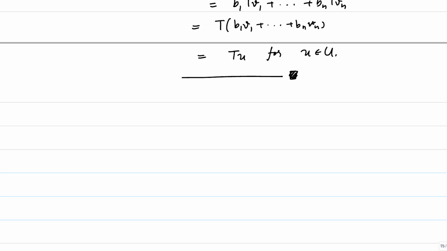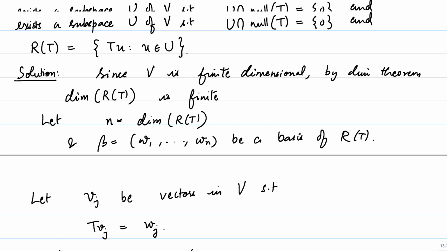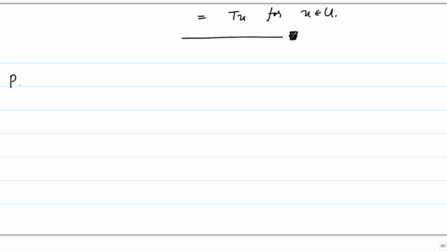You have to just check that T restricted to U is an isomorphism, an invertible linear transformation from U to R of T. It's not a part of this problem, but it's a worthwhile exercise for you to sit and think about. Okay, let's now look at one more application of the dimension theorem. So this is problem 6, I guess. Yes, problem 6.